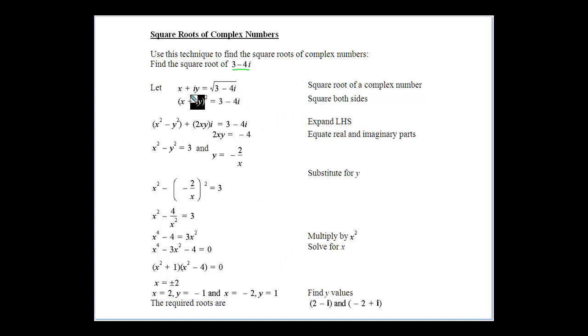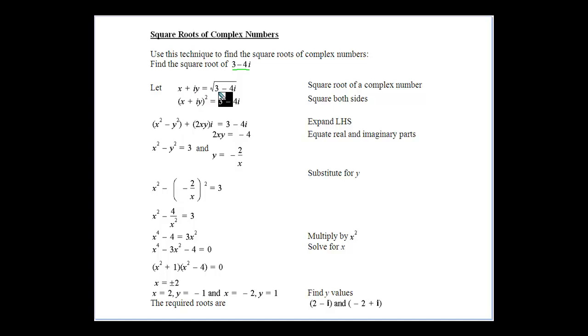Now, basically we're solving this situation. x plus iy is some complex number which is the square root of 3 minus 4i. So x and y, keep in mind that they are real numbers. Okay, it's a complex number and you've got the i there, so y can't be an imaginary number, because an imaginary number times an imaginary number would give us a real number. So that's the first thing to note. x and y have got to be real numbers.